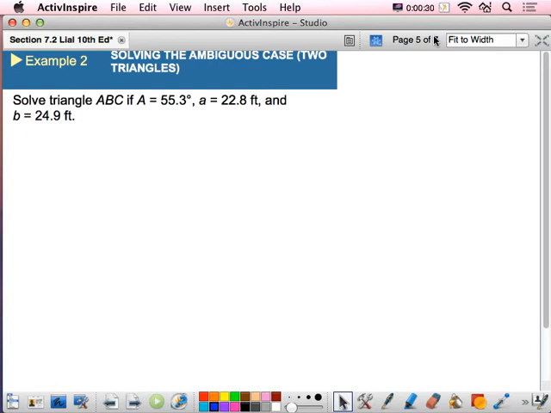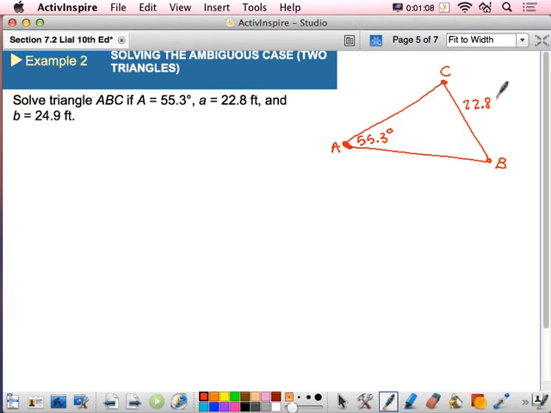So in this case, we have a triangle ABC where capital A is 55.3 degrees, side little a is 22.8 feet, and side little b is 24.9 feet. So let's draw that. We have A to B, and then C is up there somewhere. We'll just put it right there for now. Here's what we know. We know this angle. We know the side opposite of that angle. And we know that little b is 24.9.